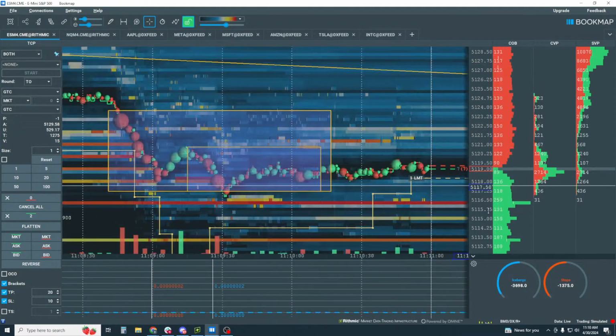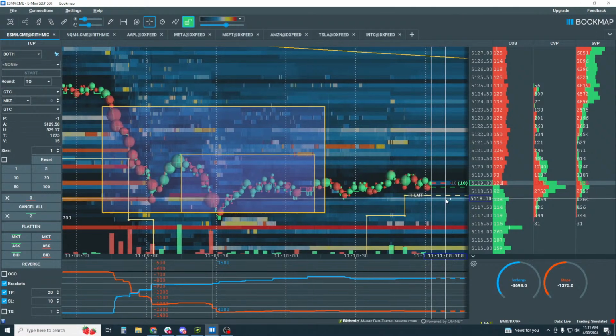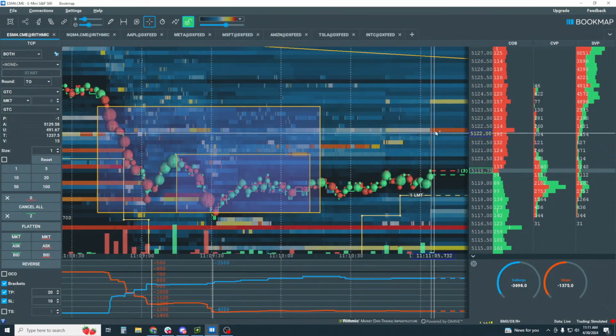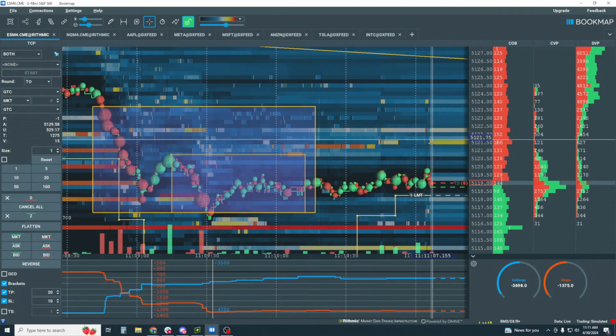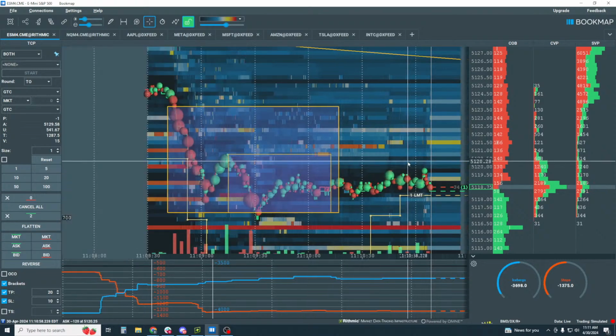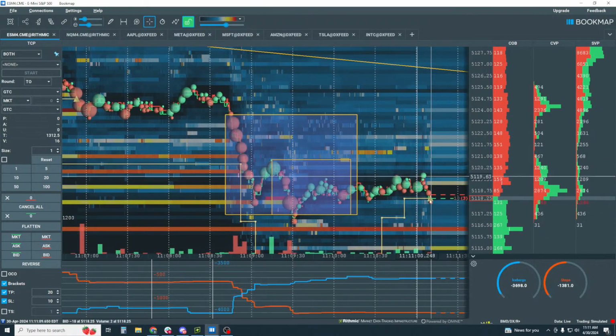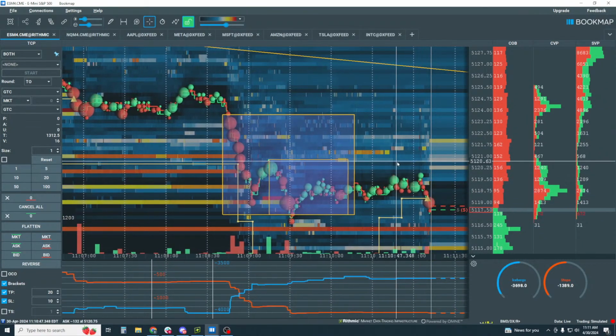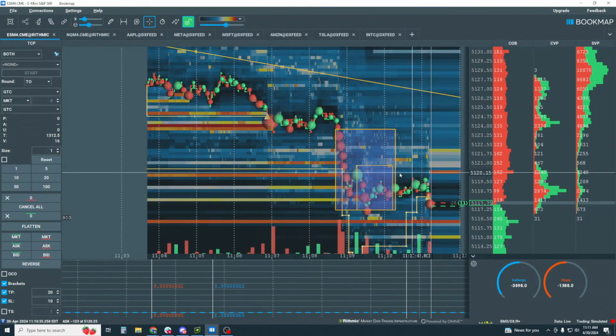All right, now let's take a look at how the book looks. Well, there you can see high liquidity coming in here a bit. Okay, and there we go. Now we're flat. All right.